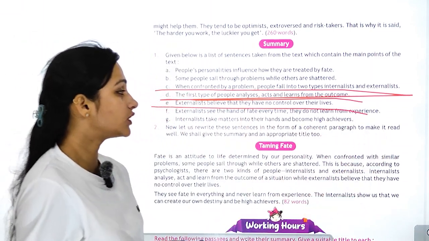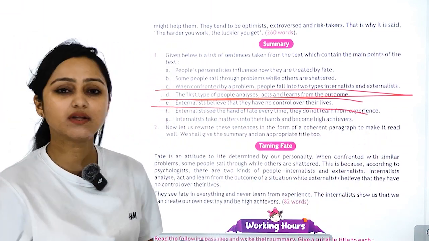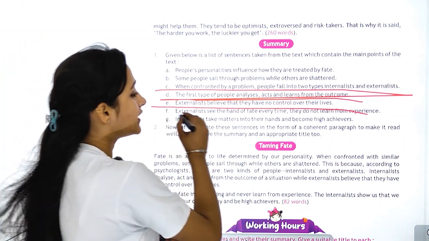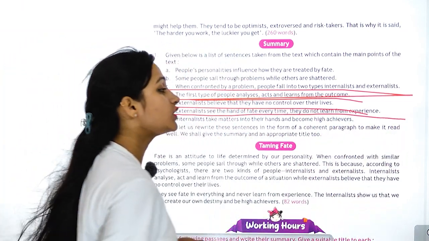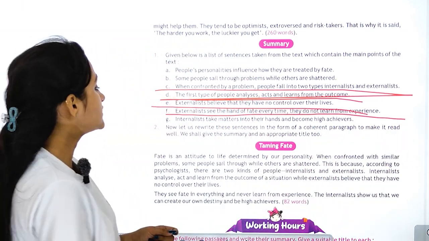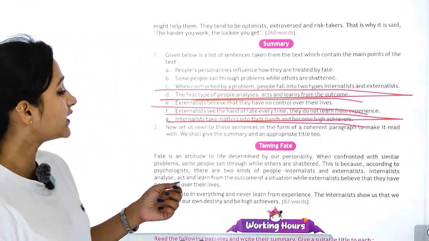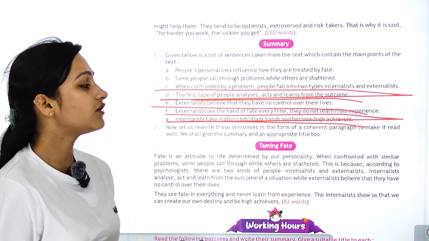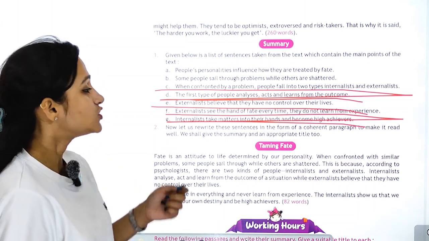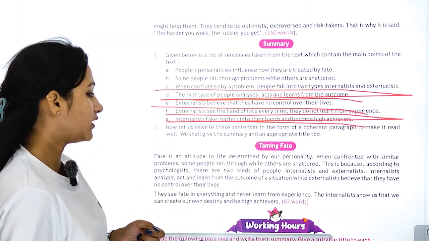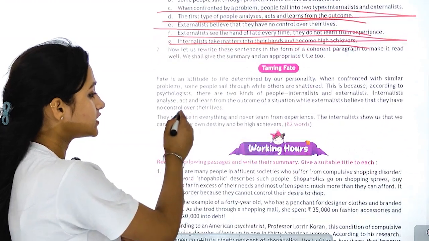Externalist people have no control over their lives. Externalists see the hand of fate every time. They do not learn from experience. Internalists take matters into their hands and become high achievers. Now let us write these sentences in the form of a coherent paragraph to make it read well. We shall give the summary an appropriate title too.